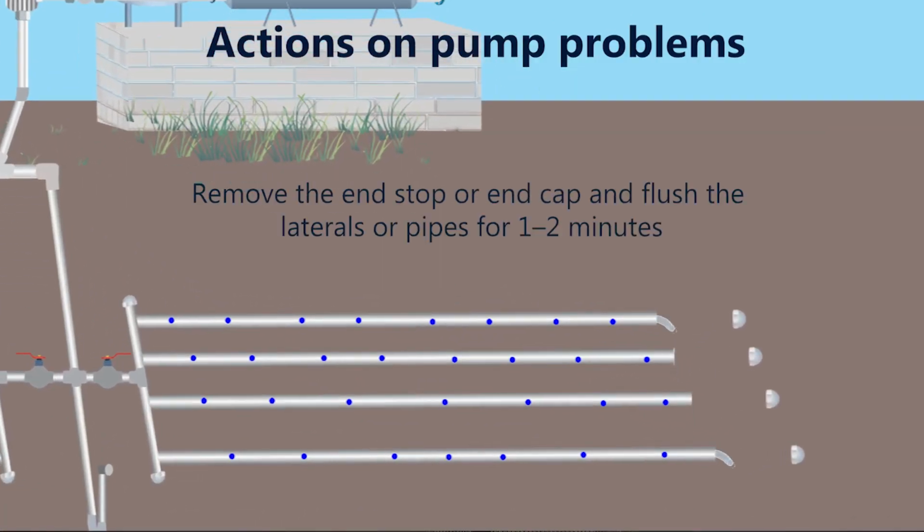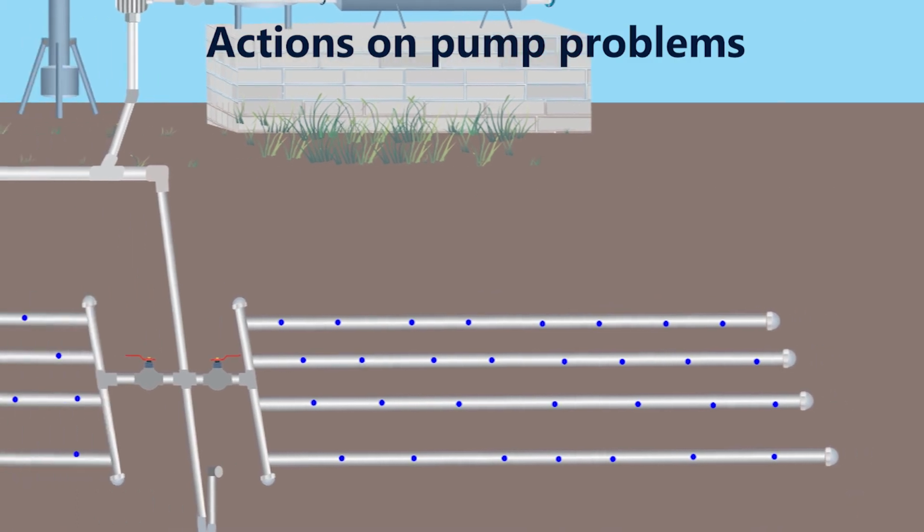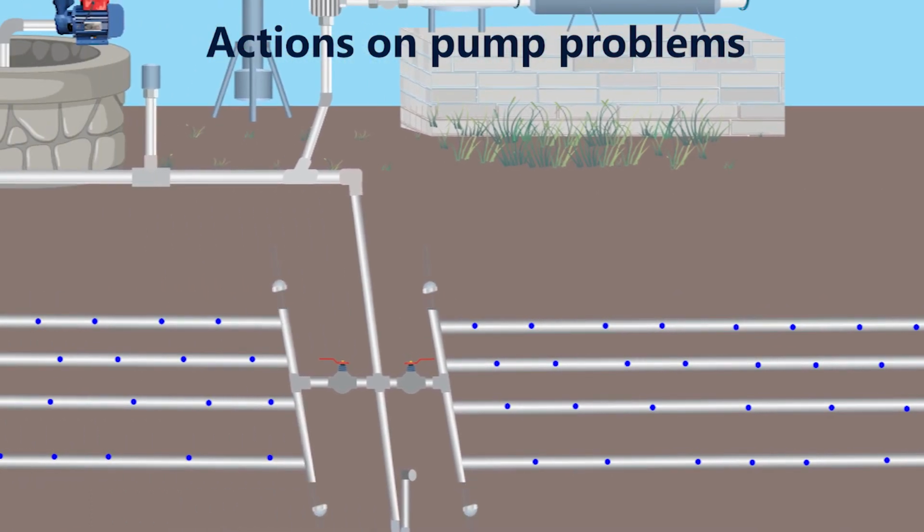Remove the end stop or end cap and flush the laterals or pipes for 1 to 2 minutes. Flush the sub-mains at the end of the irrigation process to remove debris. This will help in gaining higher velocity in the laterals and pipes for cleaning.